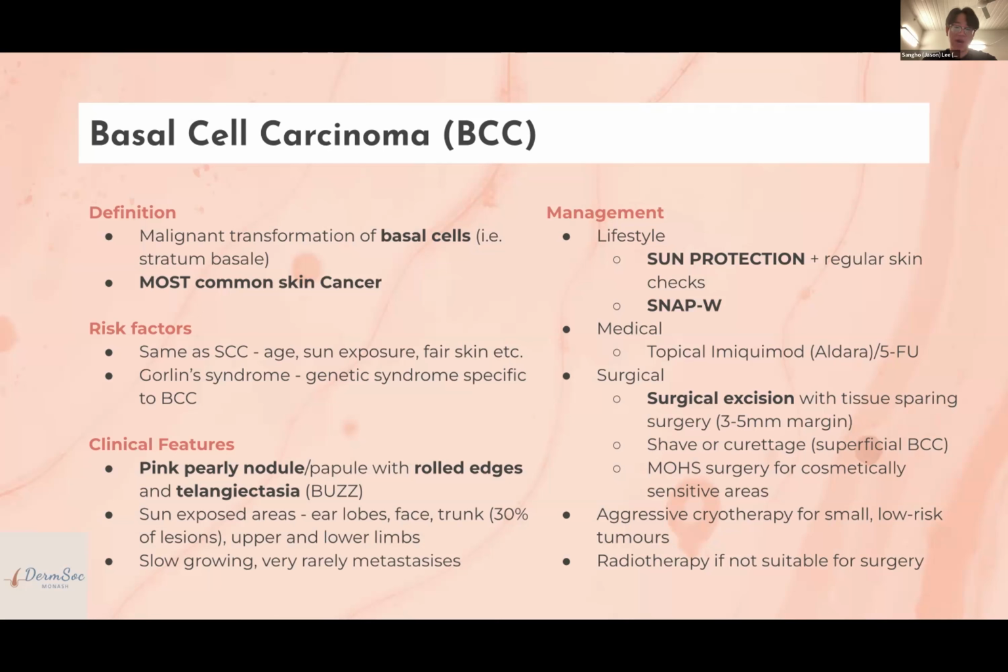And we can consider this microscopic surgery called Mohs surgery for cosmetically sensitive areas like the face to minimize the amount of tissue that we take off from the skin and allow better healing with less scarring. Chemotherapy we can consider for smaller low-risk tumors, and radiotherapy if they're hard to treat surgically.